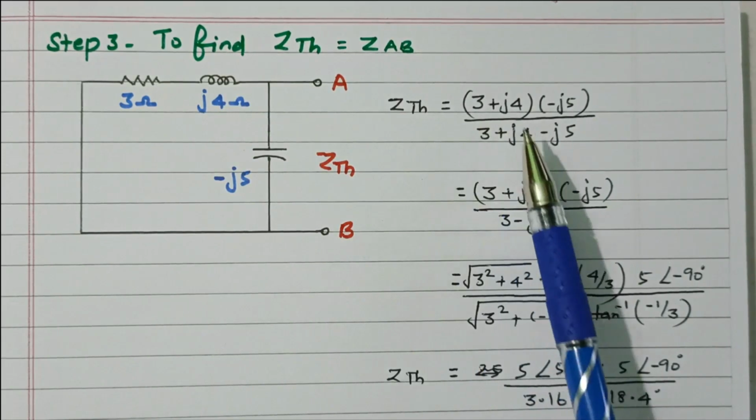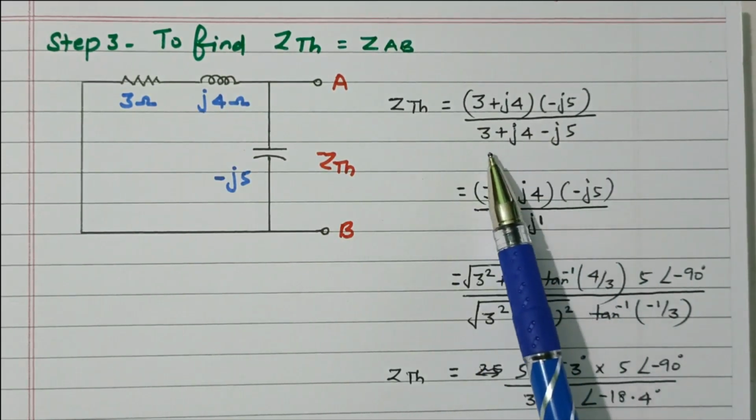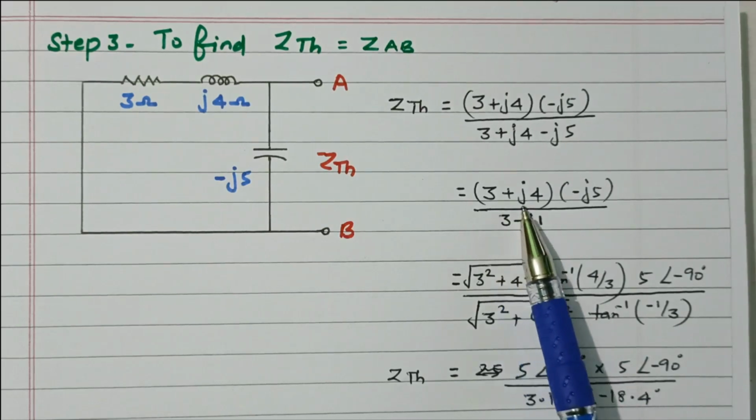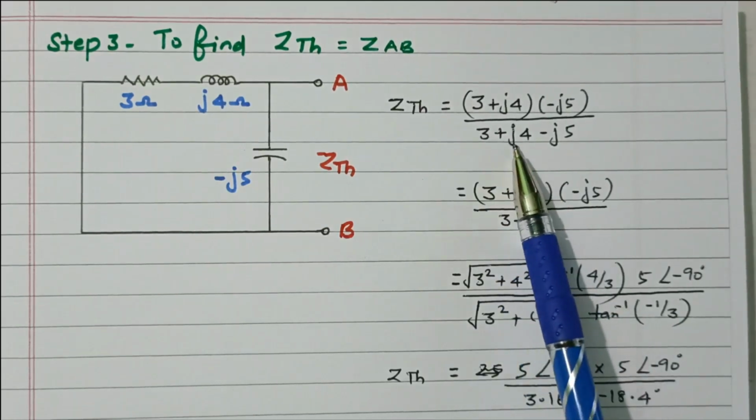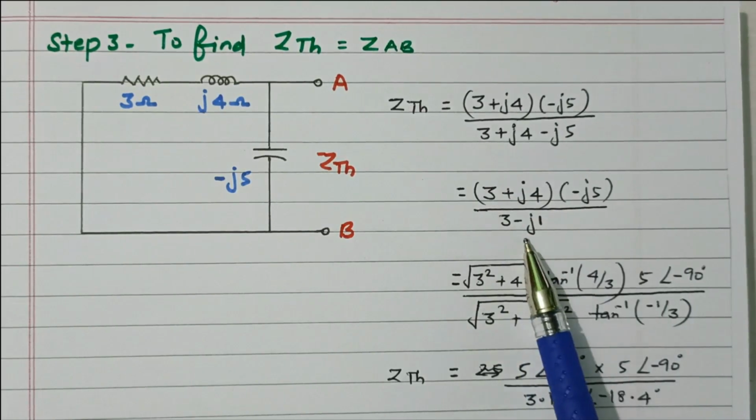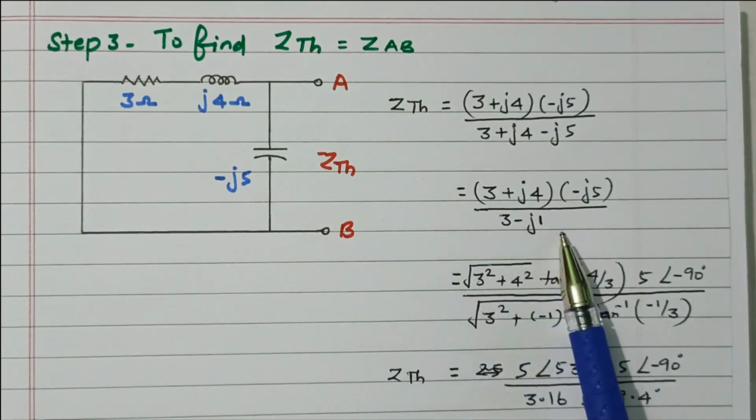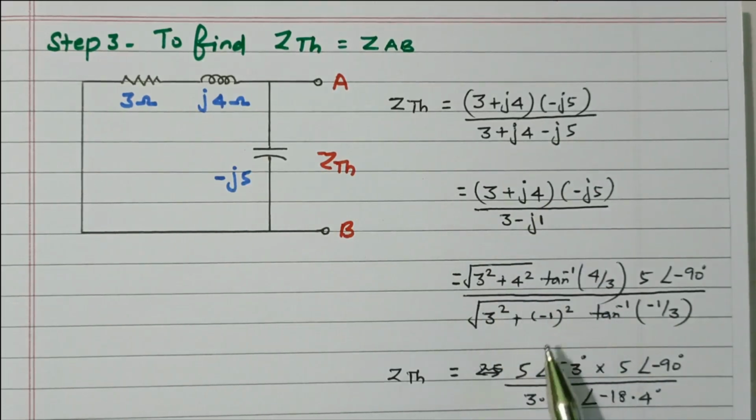R1 is 3 plus J4, R2 is minus J5. So the denominator is 3 plus J4 minus J5. This J4 minus J5 becomes J1 minus J1. Right, so this should be converted into polar form from rectangular form, because in order to divide it, we need polar form.